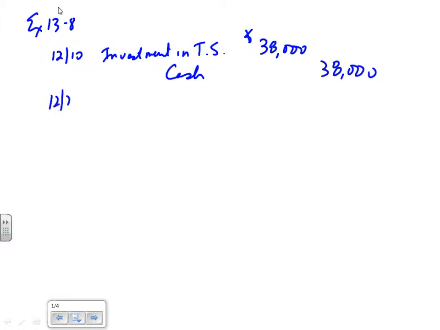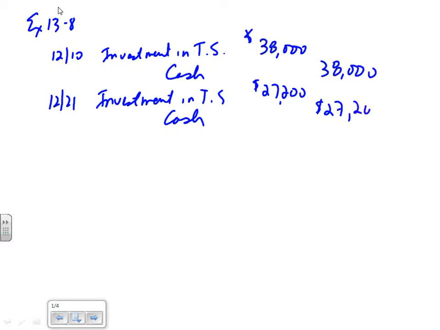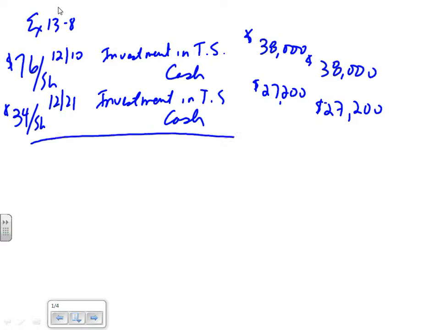And then on 12/21, we purchase some more trading securities, investment in trading securities. And we're going to credit cash, and this is 800 shares of Dynamo at $34, so $27,200. All right, and so it's important to recognize the price per share. I'm just going to put it up here, $76 a share, and then $34 a share for Dynamo.